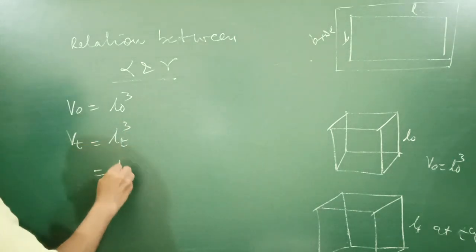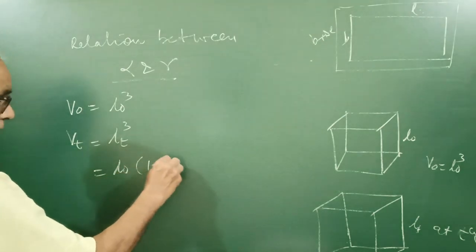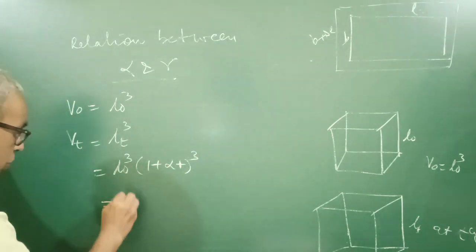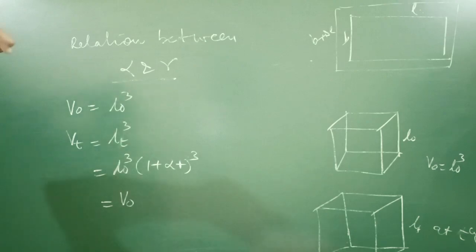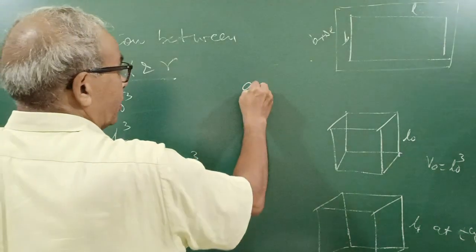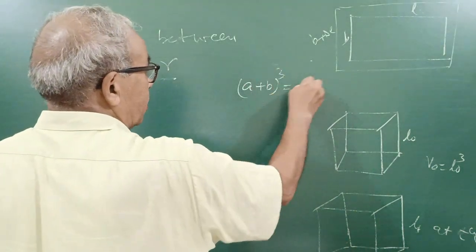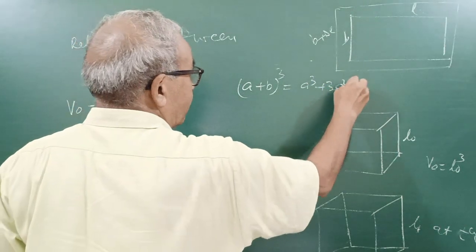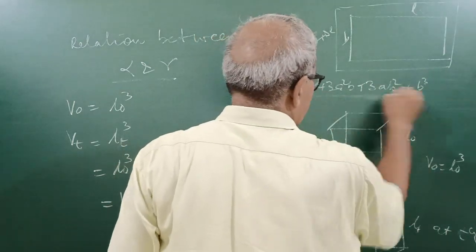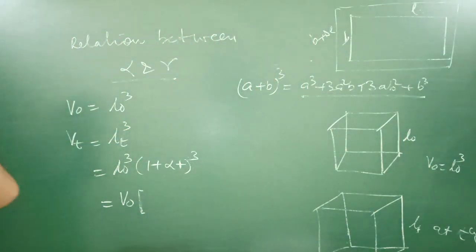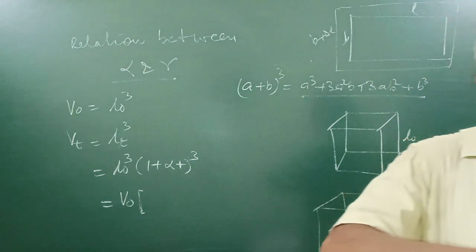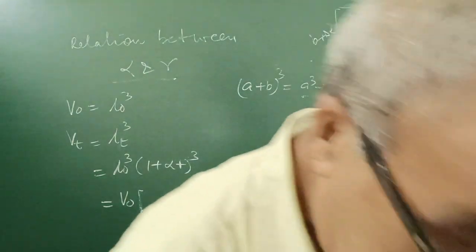But LT is again L0 into 1 plus alpha T, whole cube. So it is V0 into the cube of 1 plus alpha T. Remember this: A plus B whole cube. I keep on telling students, A cube plus 3 A square B plus 3 A B square plus B cube. Learn it like this, it is simple. I don't know who told you not to memorize it. Many students are misguided, though these things are easy to remember.